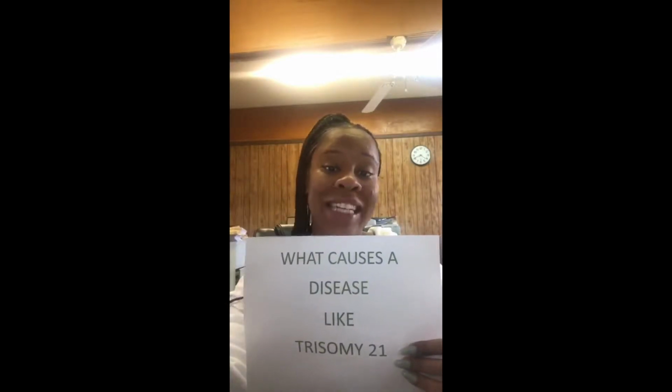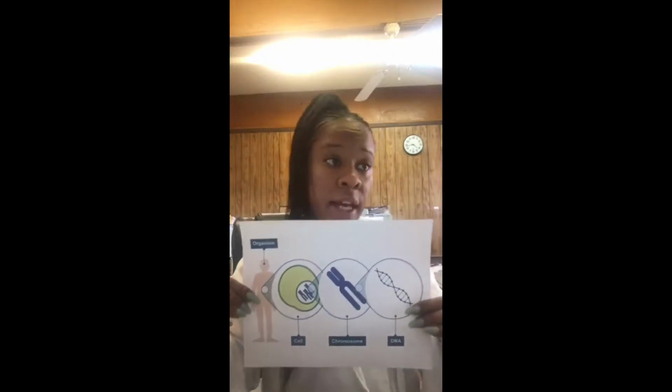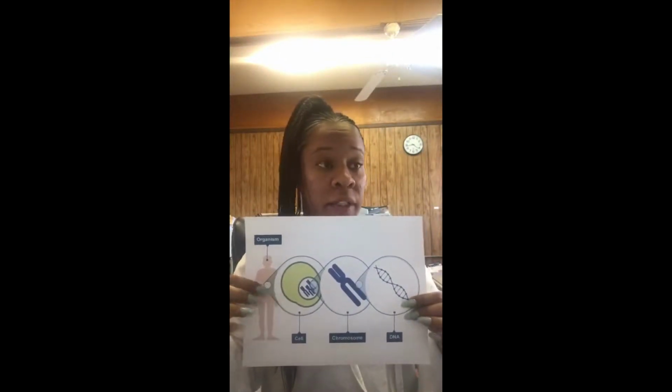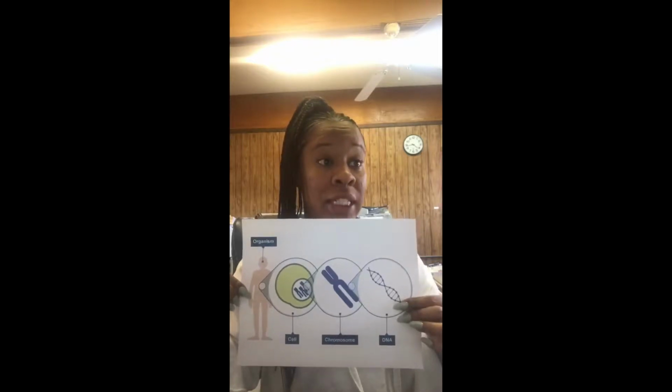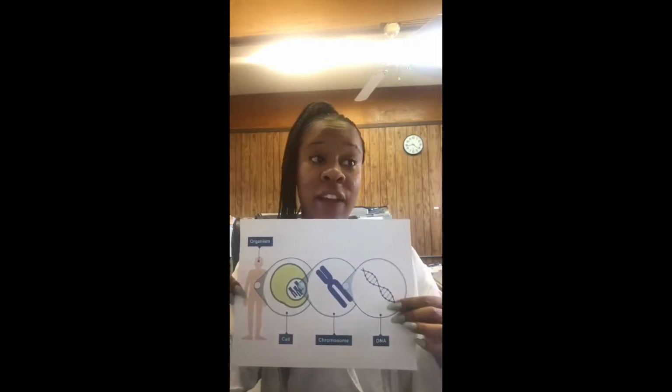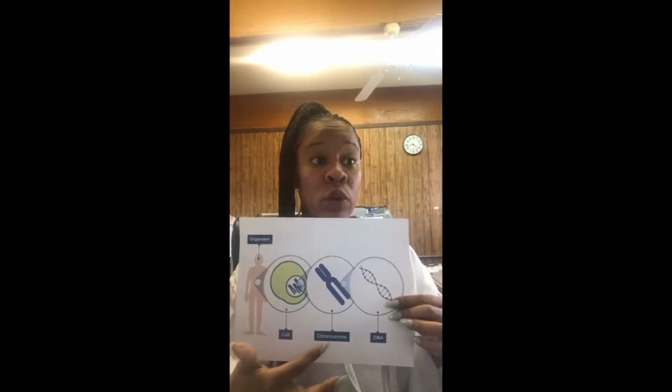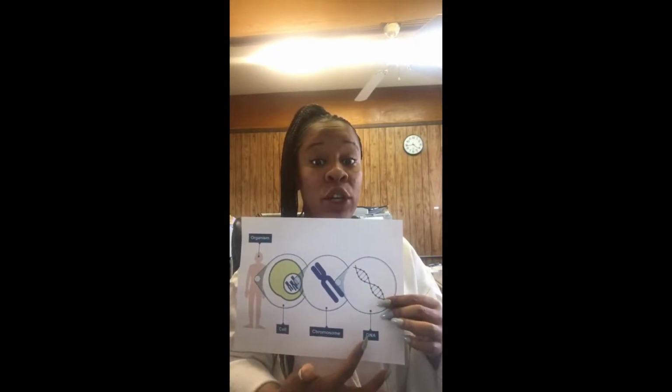Today, I'm going to talk about what causes a disease like trisomy 21. We are living organisms that are made up of millions of cells, and inside the nucleus of each cell is genetic information found in chromosomes that determines a person's inherited features, which will be considered our DNA.